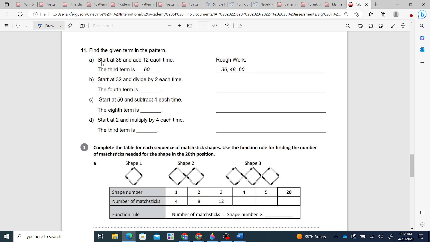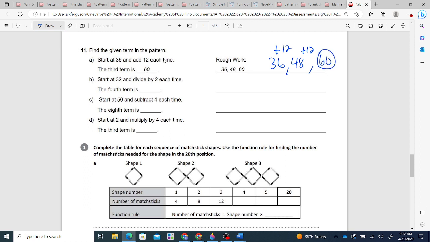So next, find the given term in the pattern. So like this one, started with 36 and then added 12 each time. And they wanted me to find the third one. So 36 plus 12 is 48. And then 48 plus 12 is 60. 60 is the third term, boom.